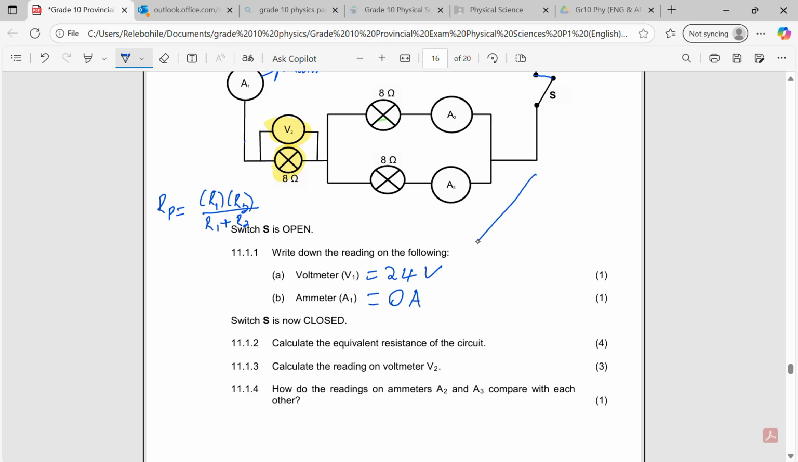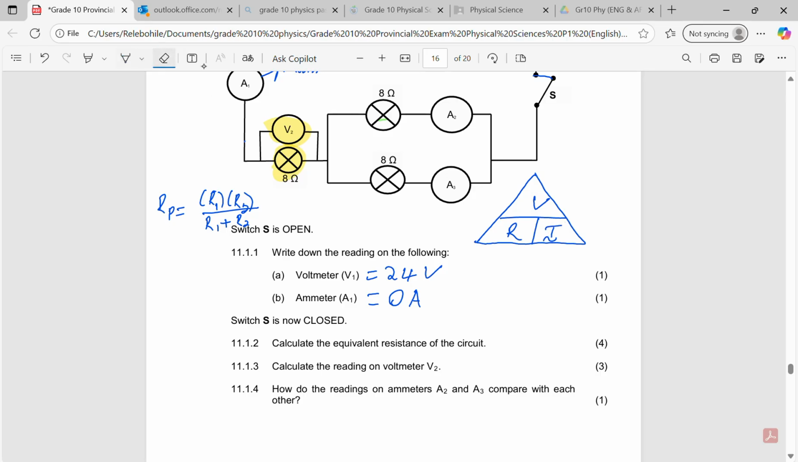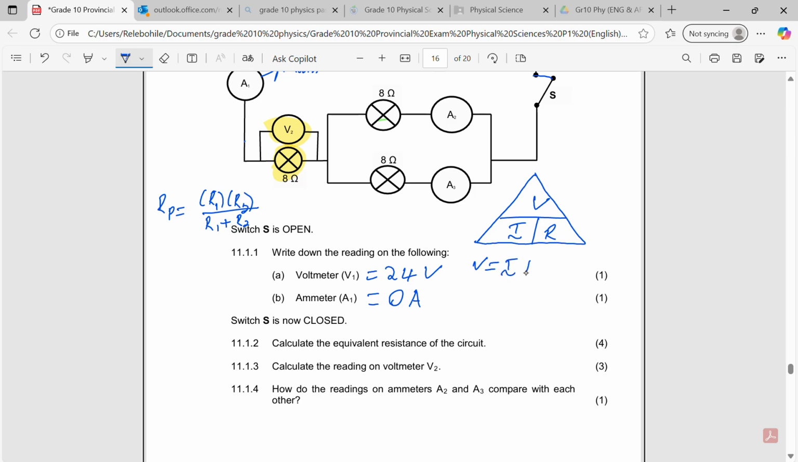and there is this triangle called the magic triangle, whereby we have V, R, and I. I prefer the I on the other side, like that. Now it looks a bit normal for me, but it's the same thing. So when I'm looking for voltage, it means voltage is equal to current times resistance. So the formula I'm looking for is V is equal to IR.